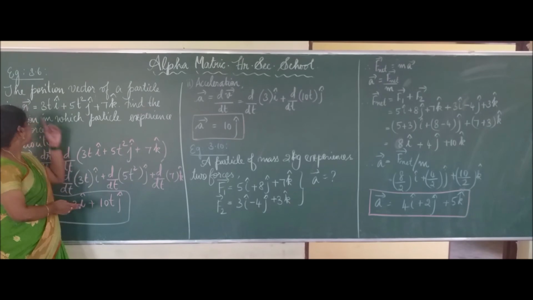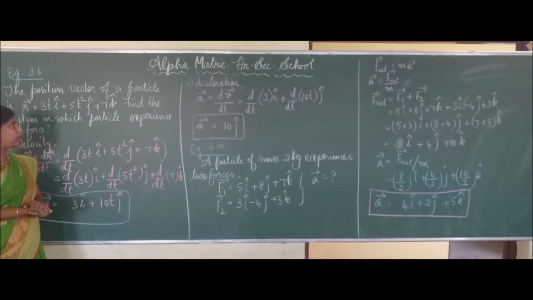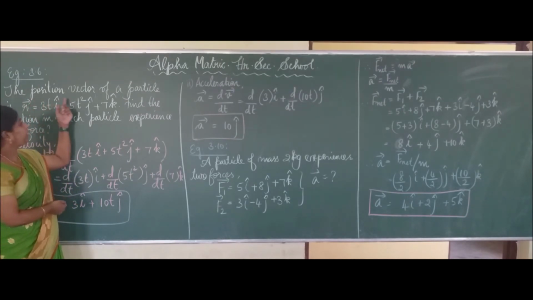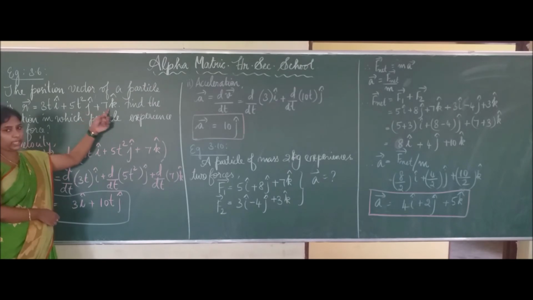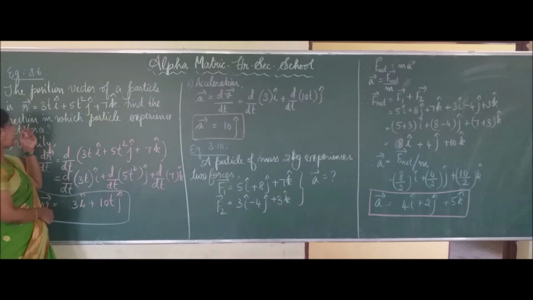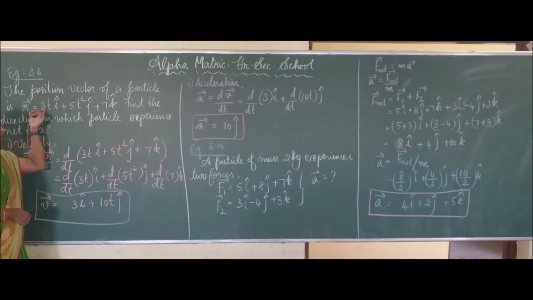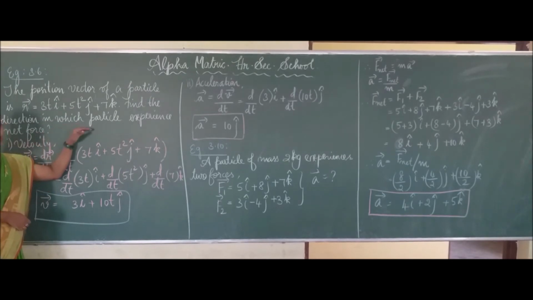The next problem is example 3.6. Okay, so what is given? The position vector of a particle is r vector equal to 3t i cap plus 5t square j cap plus 7k cap. Find the direction in which the particle experiences net force. They are asking the direction in which the particle can experience net force. Which means we have to calculate the velocity of the particle and the acceleration of the particle. So first is velocity.